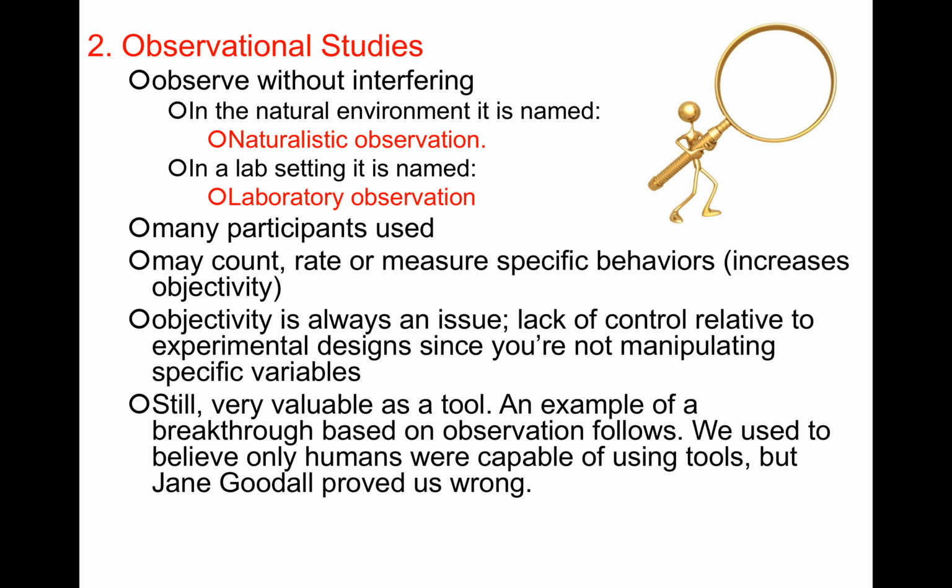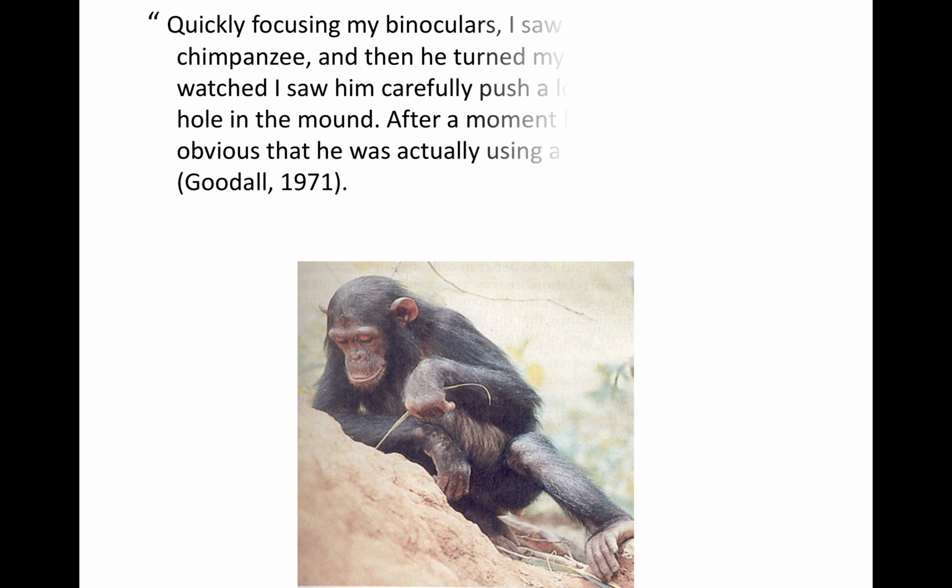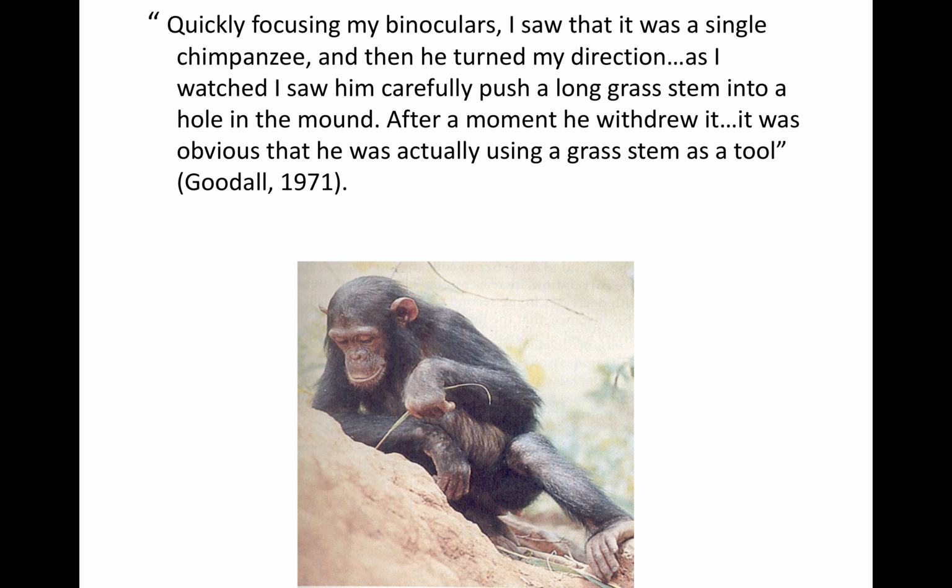Just as an example of this, a breakthrough that was discovered based on observational techniques was discovered by Jane Goodall. She observed primates using tools, and at the time we thought only humans were capable of using tools, and her careful observations, which were later verified by other observation, proved that we were wrong about that. So the quote just basically says that she focused her binoculars and looked at a chimpanzee and watched him push a grass stem into a huge ant mound, and he would wait for the ants to cover the grass and then lick it off like a lollipop. So it showed that the chimpanzee was using this blade of grass as a tool. The reason I'm showing you this is some people may think that observational studies sound very unscientific, but they can actually lead to some very important breakthroughs.